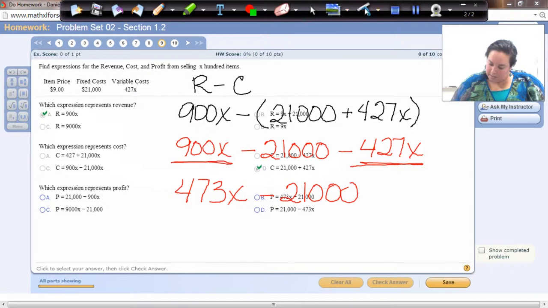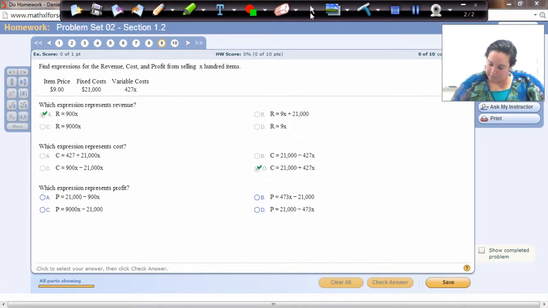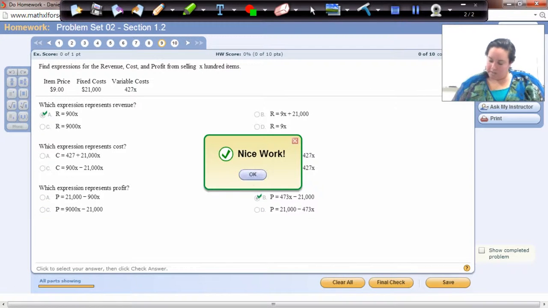I am writing right on top of the answer, so let me go ahead and clear this, grab my cursor here, and this is the answer that we came out with. All right, great.